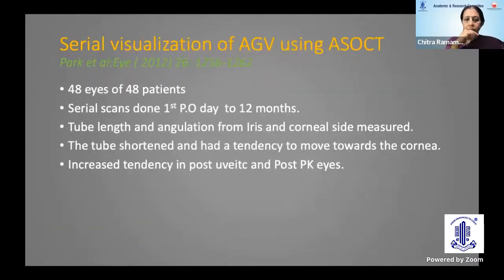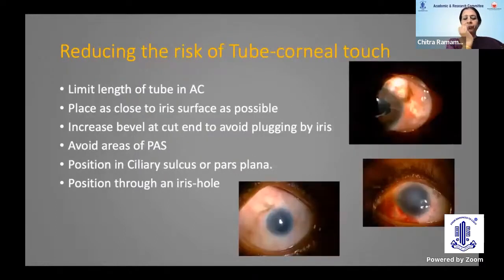This is a serial visualization of the AGV using ASOCT done in 48 eyes of 48 patients. Serial scans were done from the first post-op date to 12 months. Tube length and angulation from the iris and corneal side were measured. The tube shortened and had a tendency to move towards the cornea. There was an increased tendency in post-uveitic and post-PK eyes.